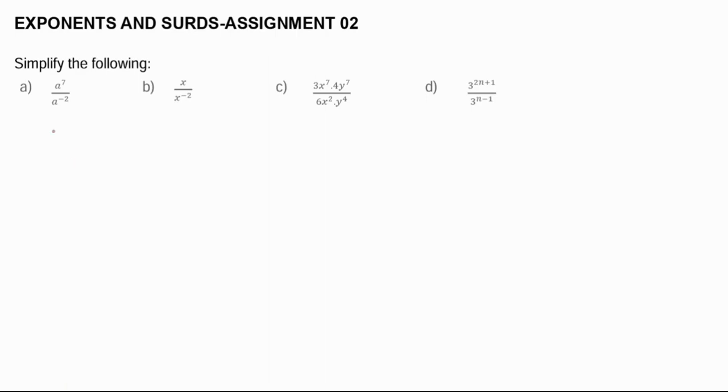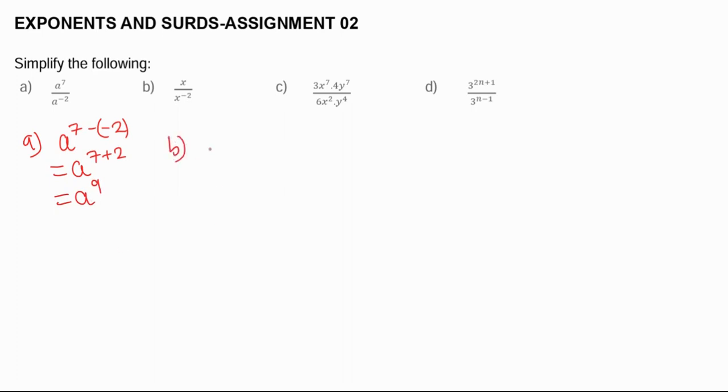Let's answer these questions. We are simplifying this. So a, dividing powers at the same base, a, and then we have 7 minus negative 2. You know what we have? A to the power 7 plus 2, which is a to the power 9.